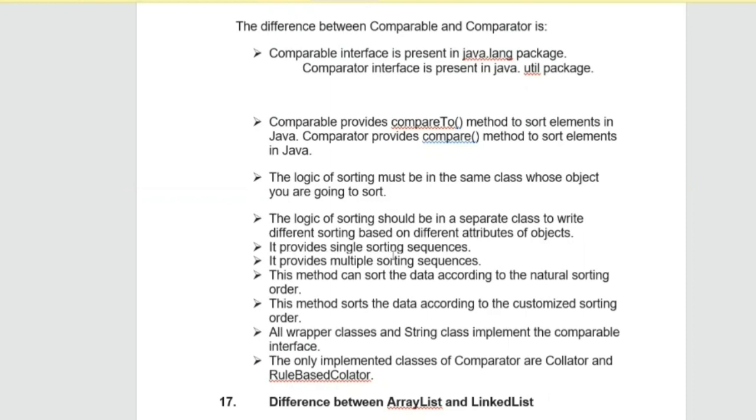Comparable provides a single sorting sequence, whereas Comparator provides multiple sorting sequences. The compareTo method can sort the data according to the natural sorting order, whereas Comparator sorts the data according to a customized sorting order. All wrapper classes and the String class implement the Comparable interface. The only implemented classes of Comparator are Collator and RuleBasedCollator.